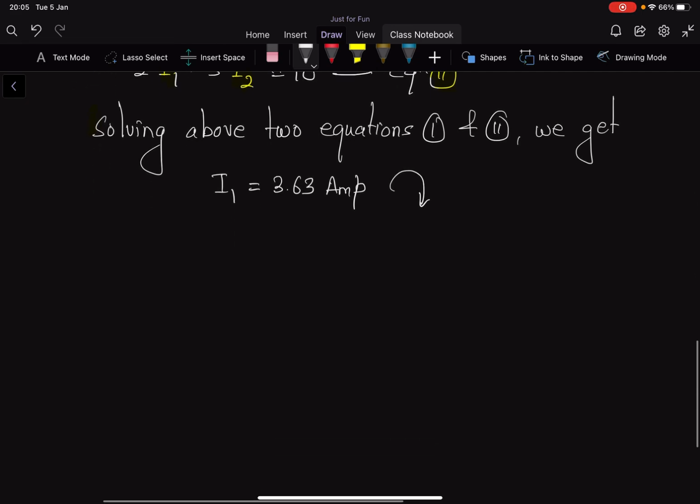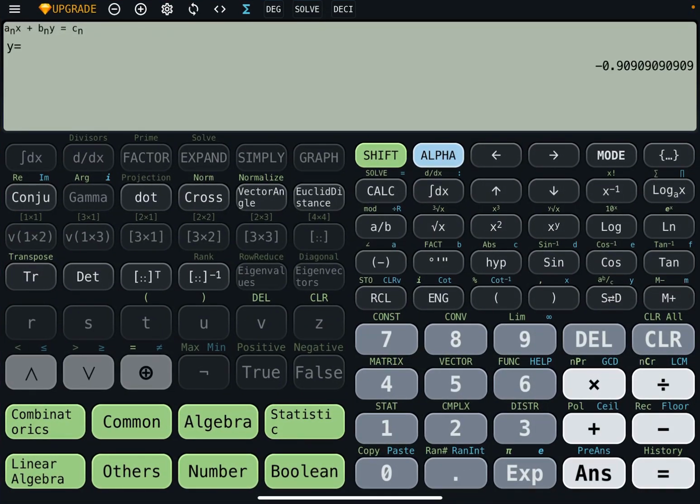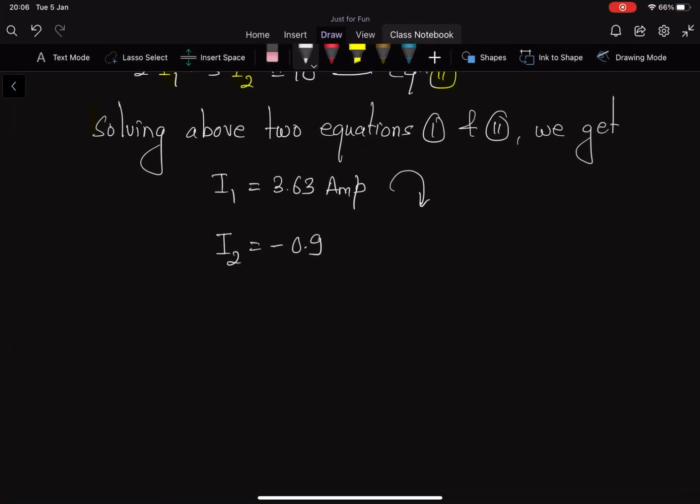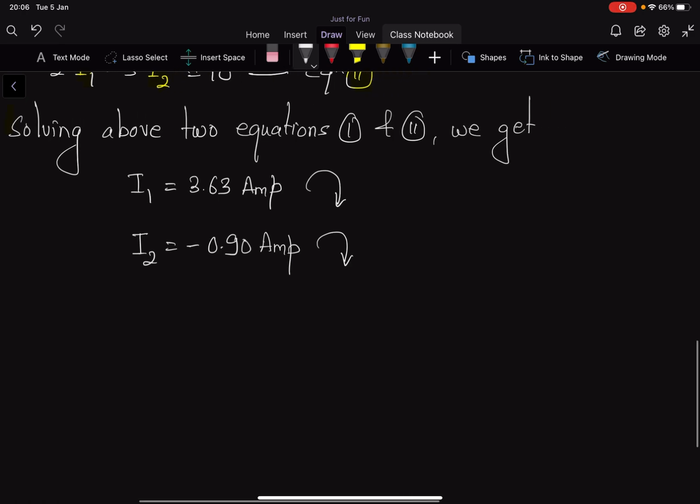And I2 we got is minus 0.909. Let's go up to 2 decimal points, and remember minus, and since we have a minus, we have this direction. So this answer we can also write in a different way. We can say I2 is the same magnitude, which is 0.909 ampere, but direction is like that, anti-clockwise direction. This is also right, and this is also right.